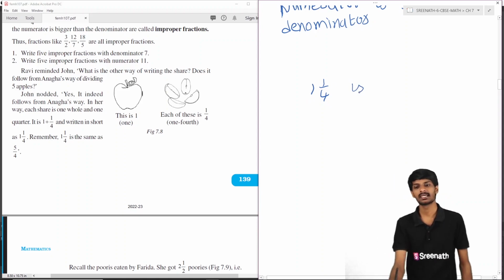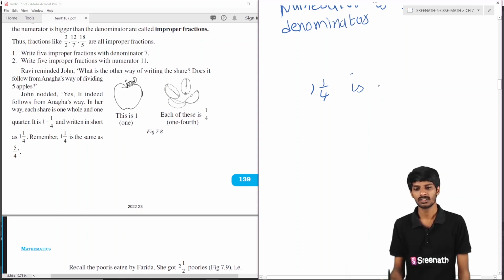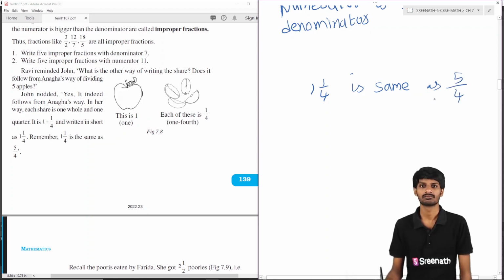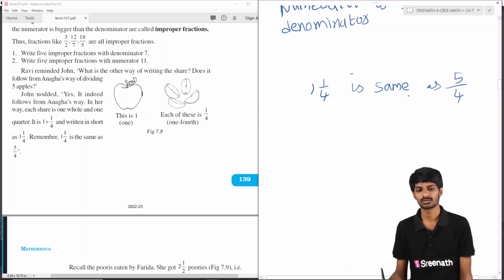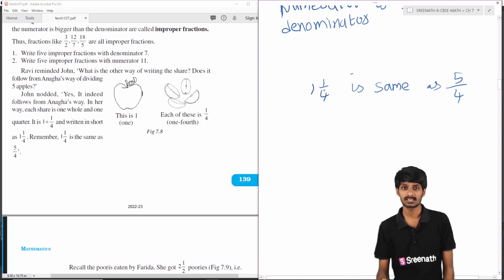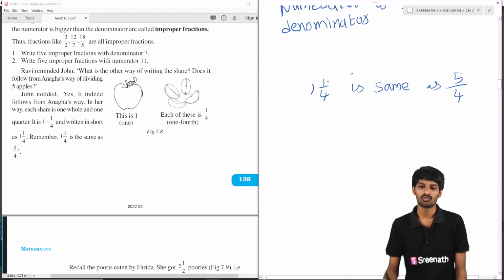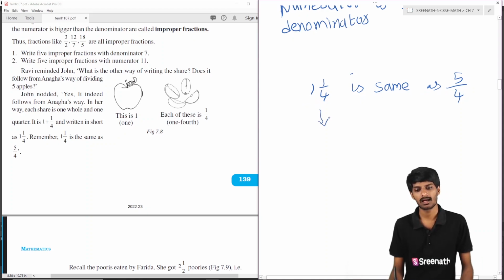And it is also the same as 5/4. Is the same as 5/4. Okay, one way is sharing the apples in this way and another is sharing apples in this way. Both ways are the same. So that's why 1 1/4 is equal to 5/4. So here 1 1/4 is called a mixed fraction, students. Mixed fraction.